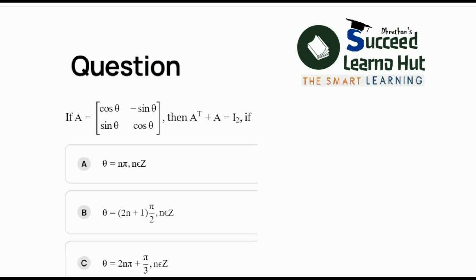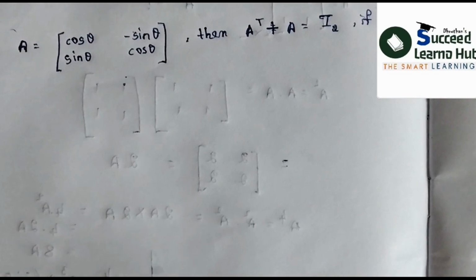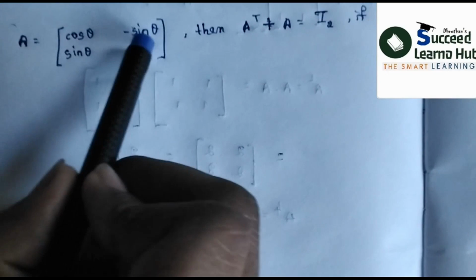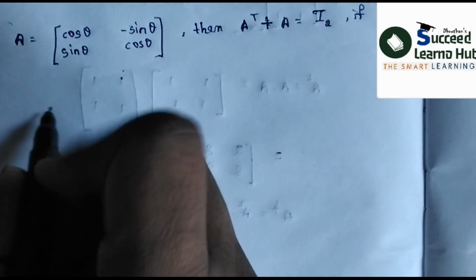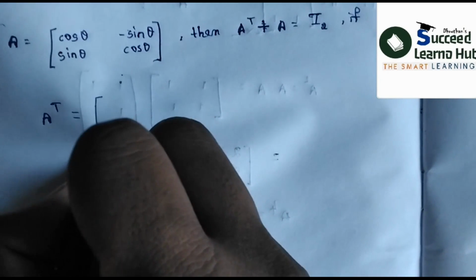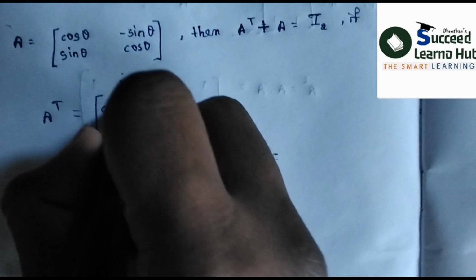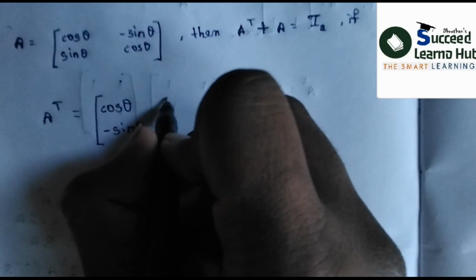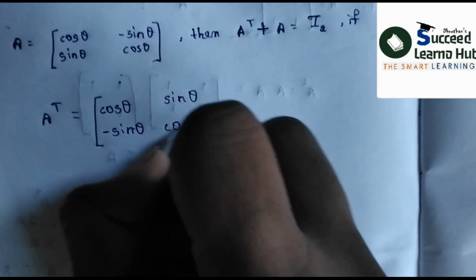The next question is as follows. Here we need to find the transpose and then we have to equate it to the unit matrix I. Here A is given as the matrix [[cos theta, minus sin theta], [sin theta, cos theta]]. Now, first we have to find A transpose, which is equal to [[cos theta, sin theta], [minus sin theta, cos theta]].